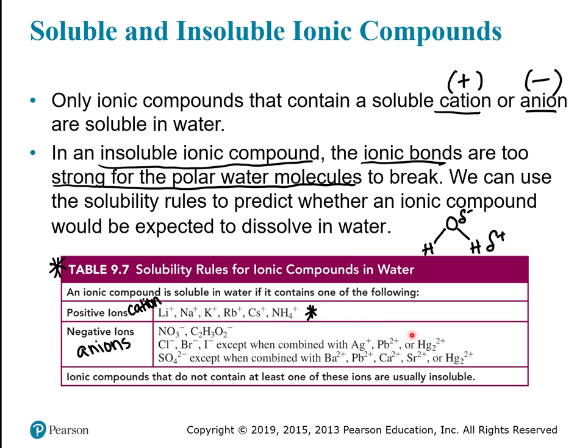So silver, lead, and mercury 1, which let me write that out because mercury 1 is a little bit weird. This Hg2 2+ is mercury 1. It doesn't like to hang out as just a single atom. They like to pair up and hang out. So they're twinsies. You'll never see mercury 1 just on its own. Okay. So the exceptions here are ones that are insoluble.